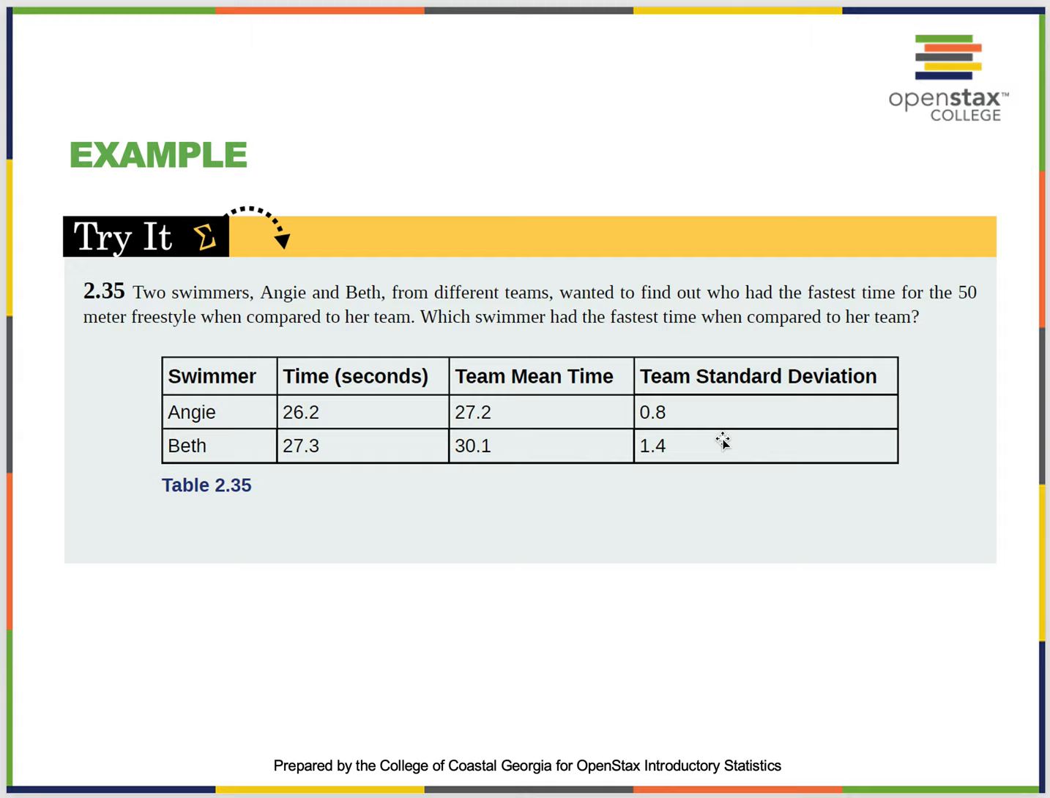And faster is better, right? So now the one that's the farthest away from the mean is the better swimmer. But I'll tell you right now, on an absolute scale, the person that's fastest does better. But maybe Angie's whole team is faster than Beth's whole team, which seems to be the case, because the mean 50-meter freestyle time on Angie's team is 27.2 with a standard deviation of 0.8. And Beth's is 30, but has a wider spread of 1.4. So you could use that to calculate it.